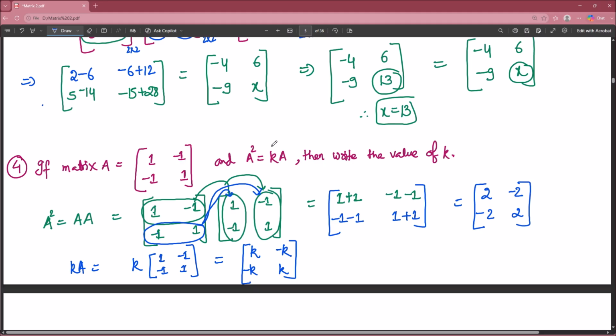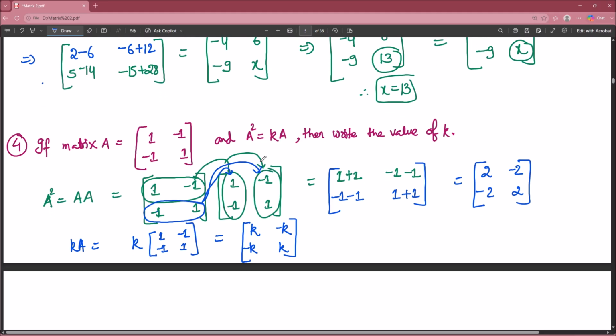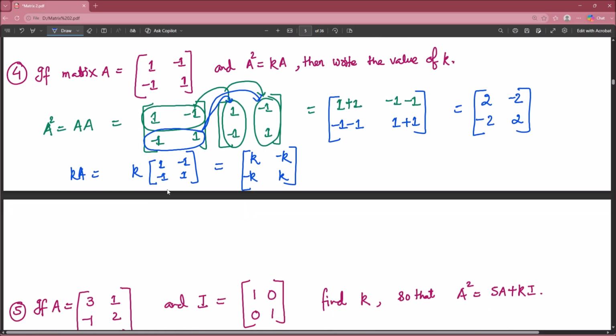Now using this result, that is A square is equal to k times A. So since we have A square is equal to k times A, now putting the value of A square, which we found here, 2, minus 2, minus 2, 2. The value of kA is k, minus k, minus k, k.